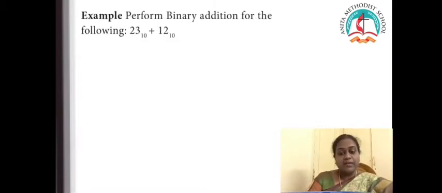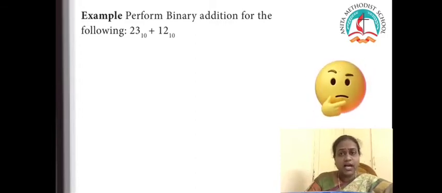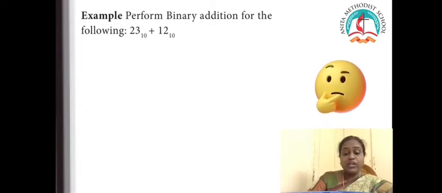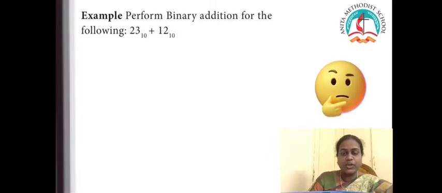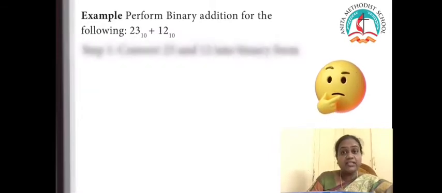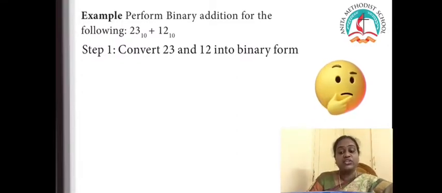Here is another example, but here we have decimal numbers. Can you see this decimal number? How do you know this is a decimal number? Because the base value is 10. How will I convert this? How will I add this? We know that if a decimal value is given, then to convert it into binary, we will do the division method. We already learned this in previous classes. So first what should I do? I should convert this 23 and 12 into binary form. Let's do that.